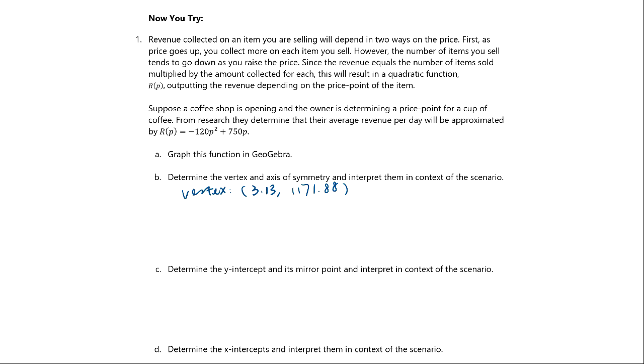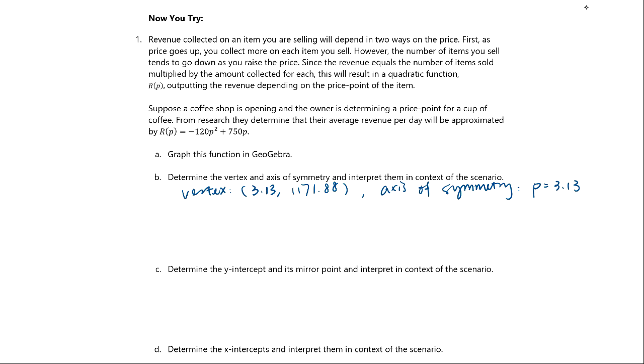And let's go ahead and write it down. Axis of symmetry is x equals 3.13. They both share the same x value. And you can also call it p equals 3.13, right, if you want to be exact with the independent variable.